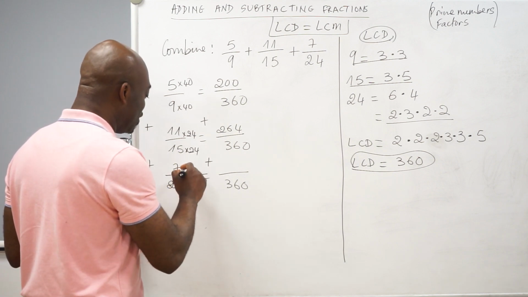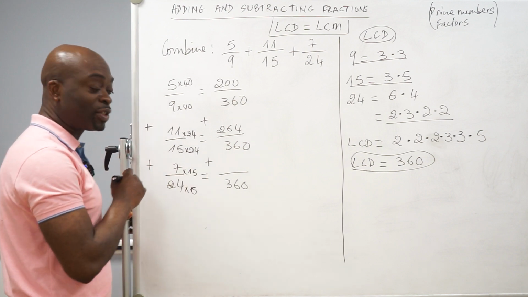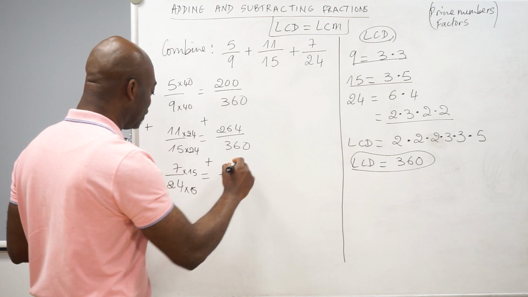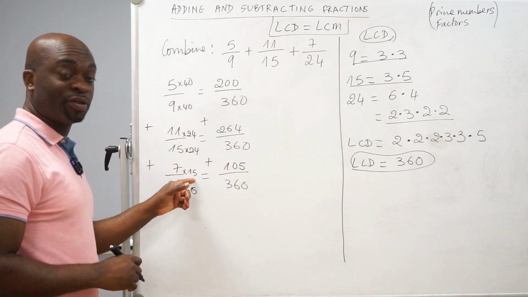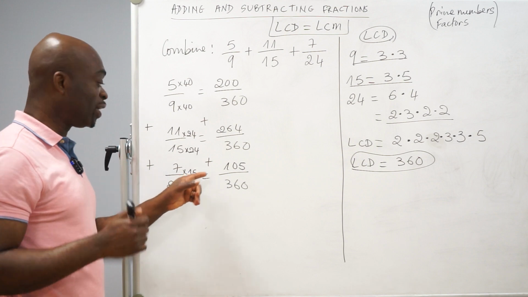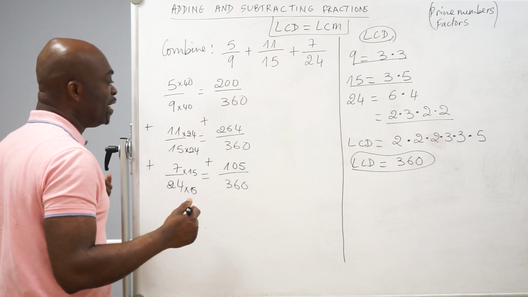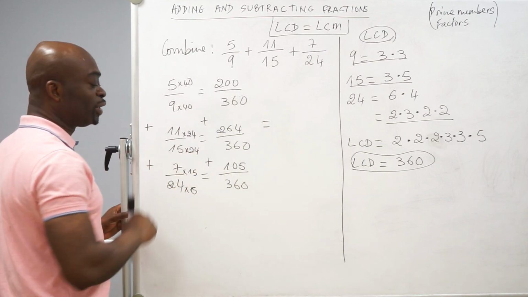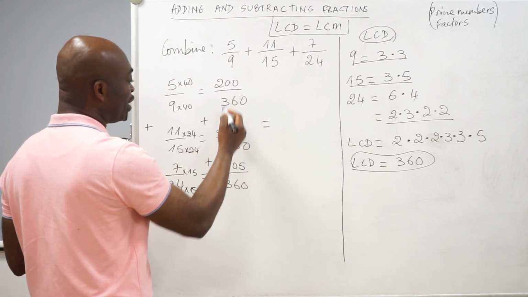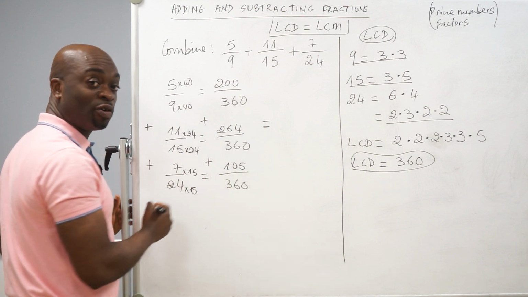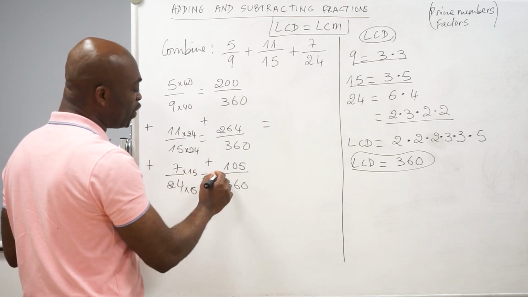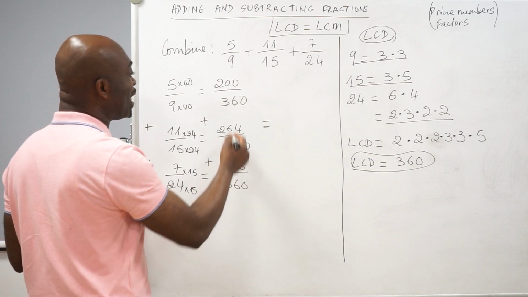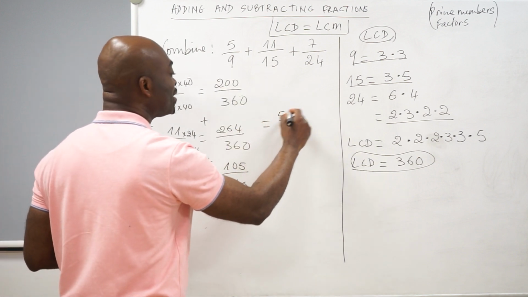So it's 15 and then 15 here. Okay, so 7 times 15 is going to give us what? It's going to give us 105. 7 by 5 is 35. 7 by 1 is 7 plus 3 is 10, so that's 105. Then you can add all these numbers together. So it's 200 plus 264 plus 105. So 264 plus 105 will give us 369. And 369 plus 200 is 569.